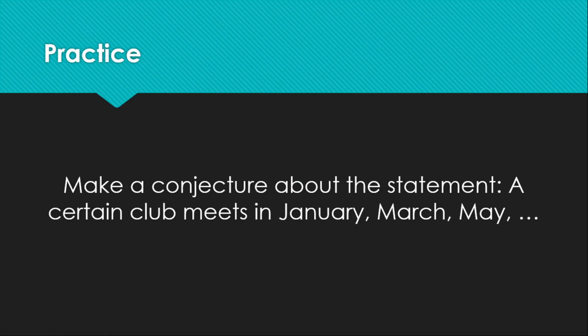A certain club meets in January, March, May. So what's happening? What's between January and March is February, and what's between March and May is April. So our conjecture would be a certain club meets every other month, starting with January. So this would be January, March, May, and the next one would not be June, it would be July. The next meeting of the club would be in July.